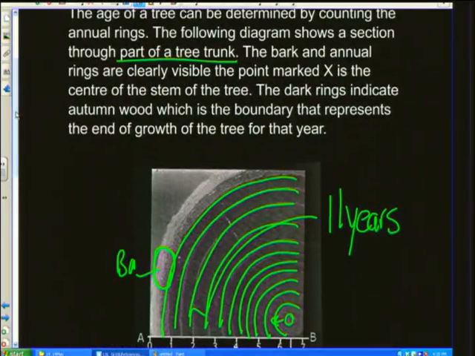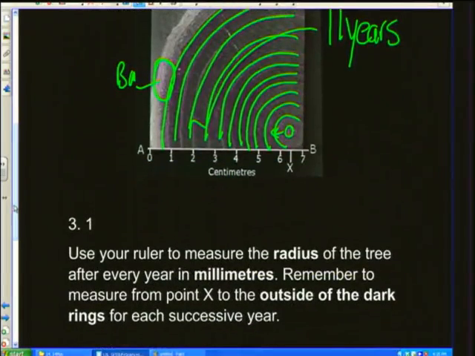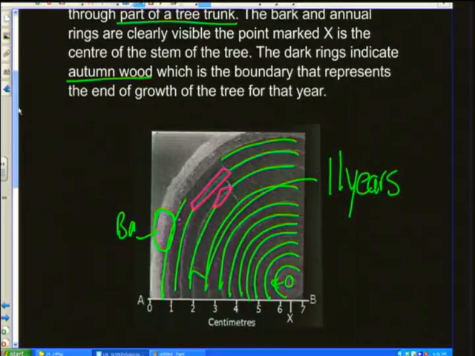The point marked X is the center of the stem of the tree. The dark rings indicate autumn wood, which is the boundary that represents the end of the growth season. Remember we spoke about it? Let me just quickly erase one part so you can see. That is the dark. There we go. That would be our autumn wood each time. Remember the dark ring that we saw when I showed you the wood? Because it's so dark, it makes the ring more visible. It helps us to count easier. Okay, so now we've got that.